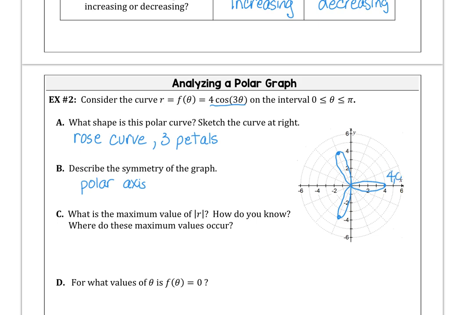So we've got (4, 0), we've got (4, 4π/3), and then we have (4, 2π/3).